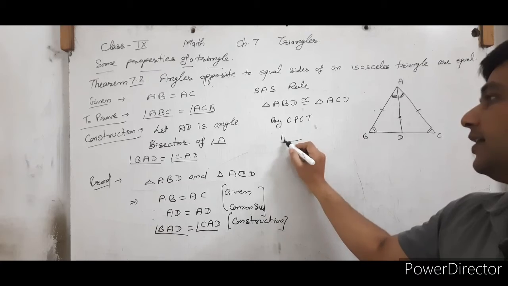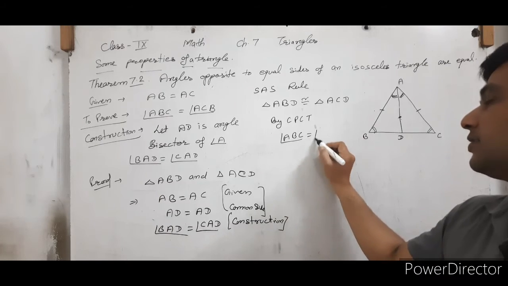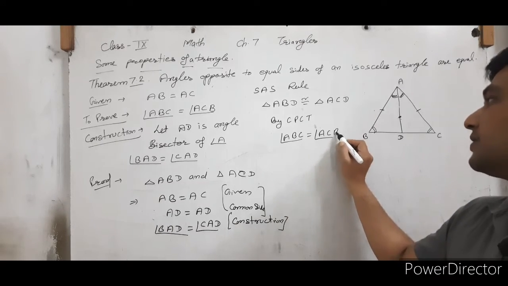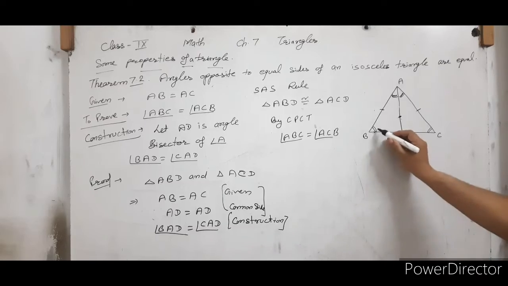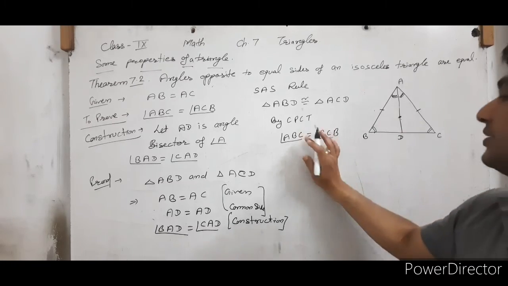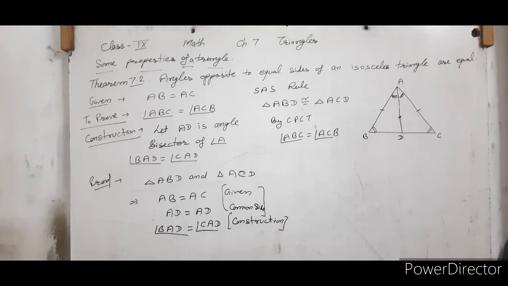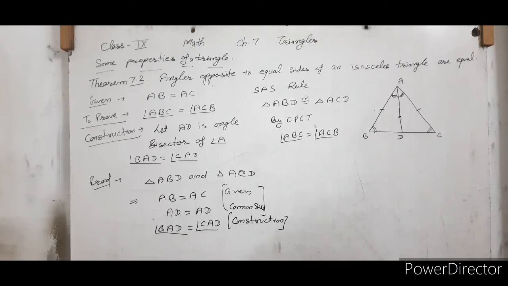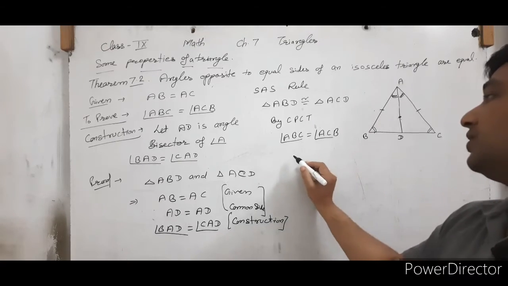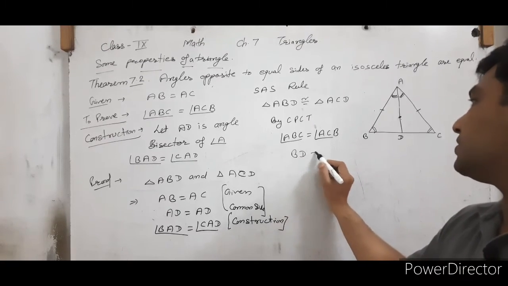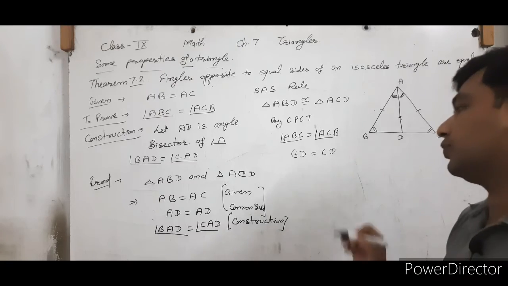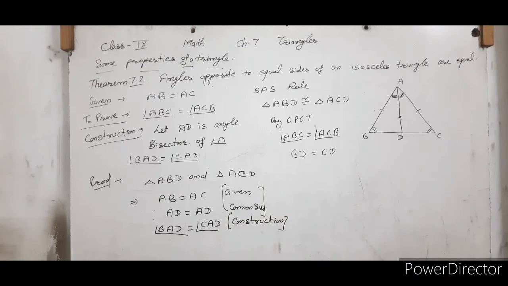we can write that angle ABD is equal to angle ACD, or ABC is equal to ACB. These two angles will be equal, and with that we can show that BD is equal to CD also. The third side of the two triangles are also equal.